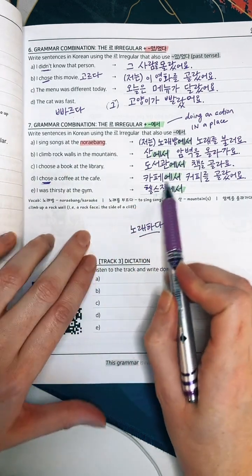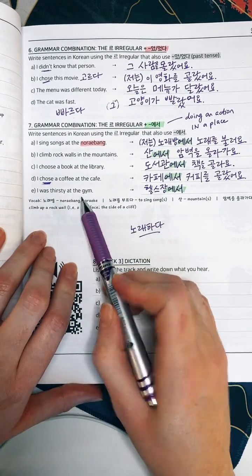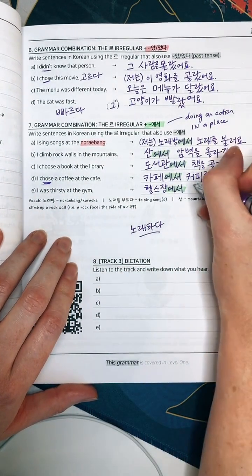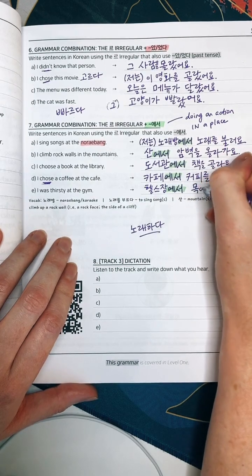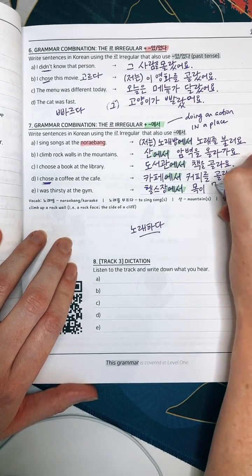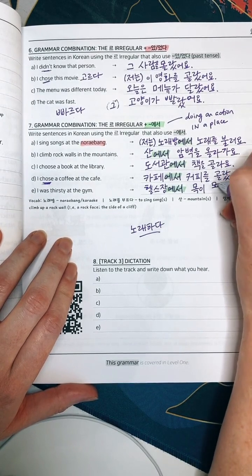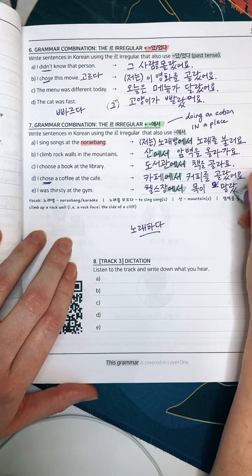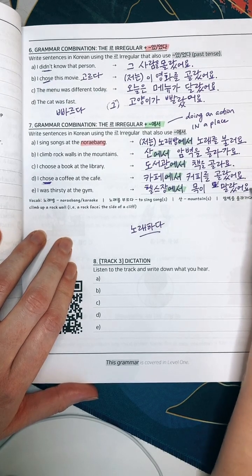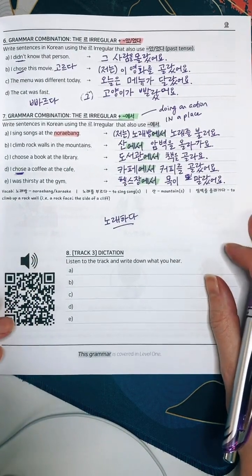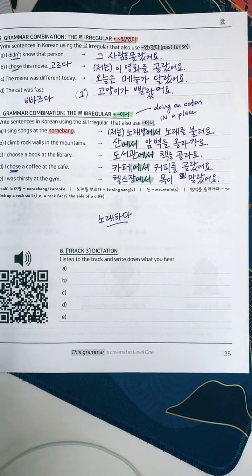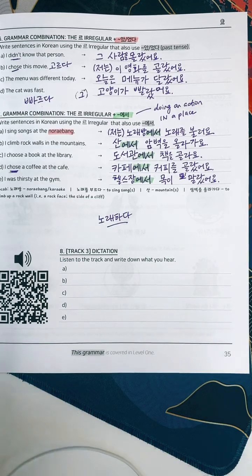All right, 헬스장에서, in the gym, I was thirsty. We know that to be thirsty is 목이 말라요. So in the past tense, it's 목이 말랐어요. 목이 말랐어요. I was thirsty in the gym, but those moments are very rare. Sadly, that can be the case sometimes.